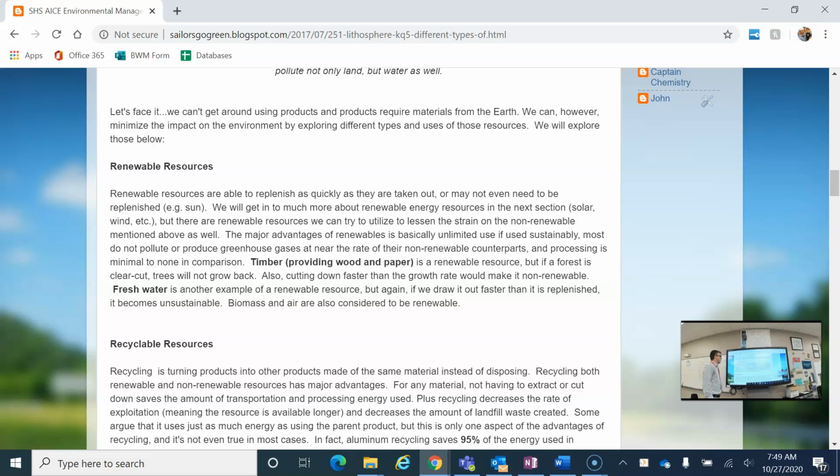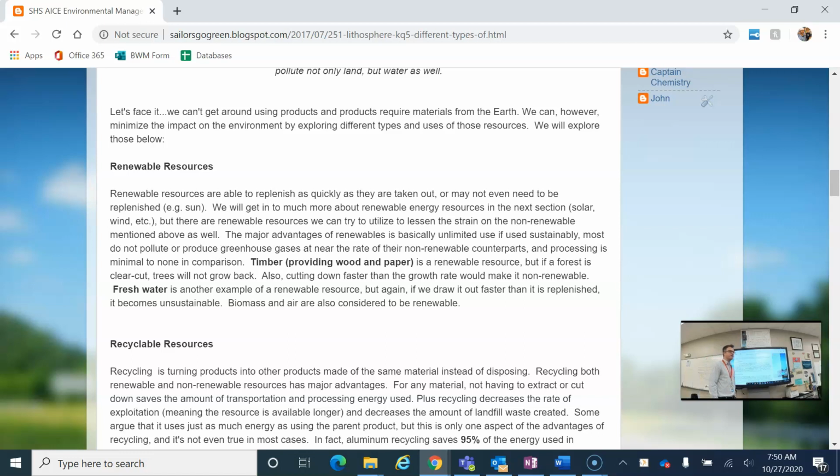The major advantages of renewables is that basically you get unlimited use, and it's sustainability. Right? Most do not pollute or produce greenhouse gases at near the rate of their non-renewable counterparts, and processing is minimal to none in comparison.